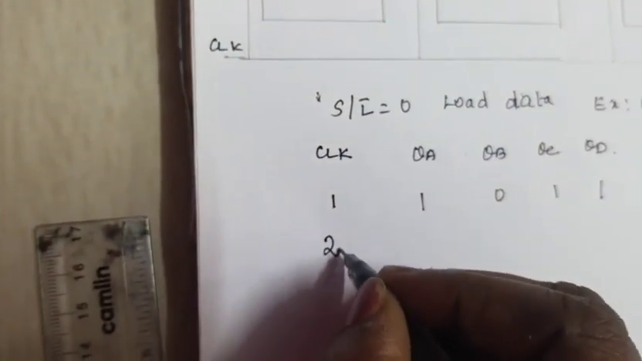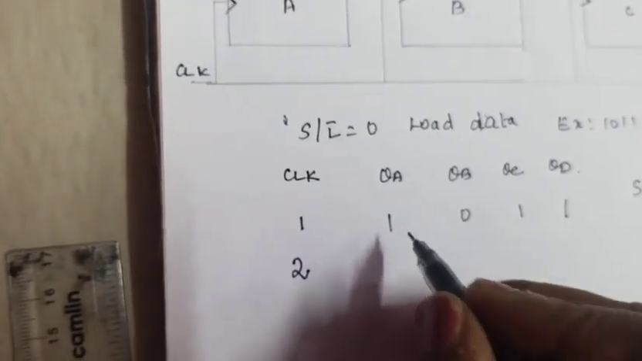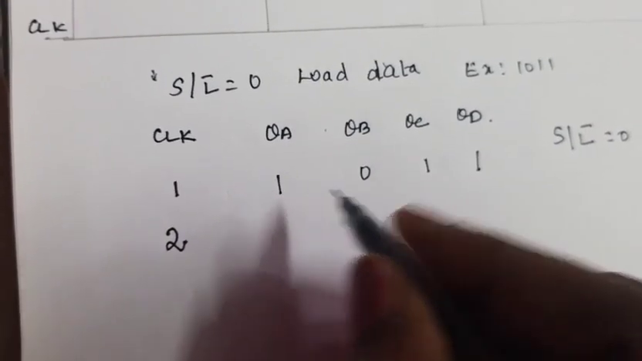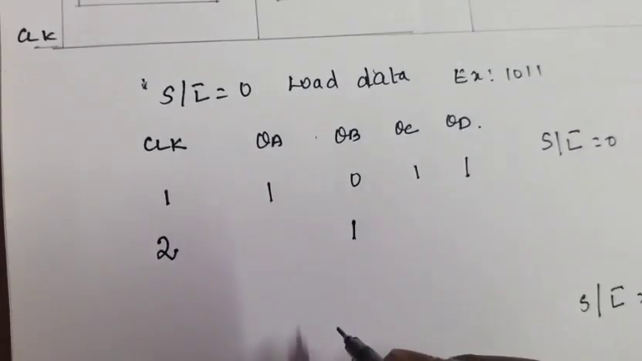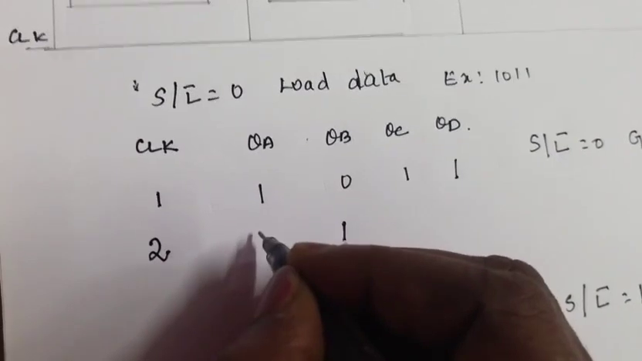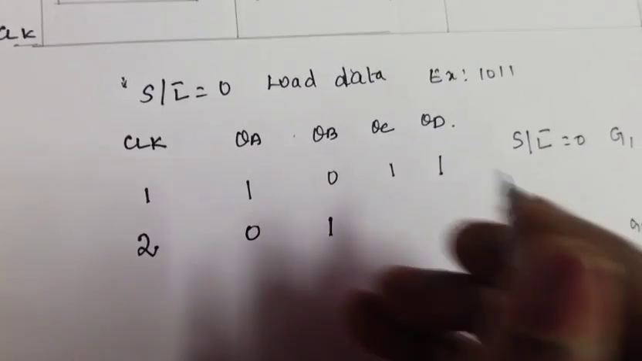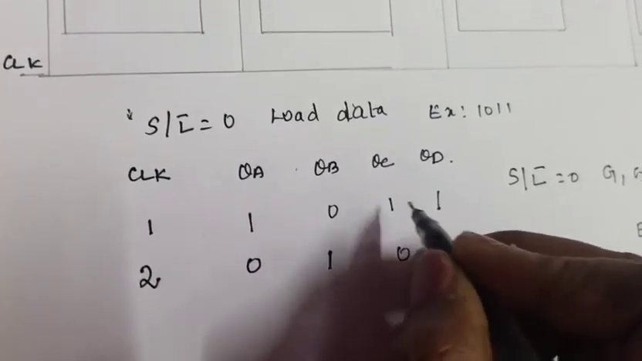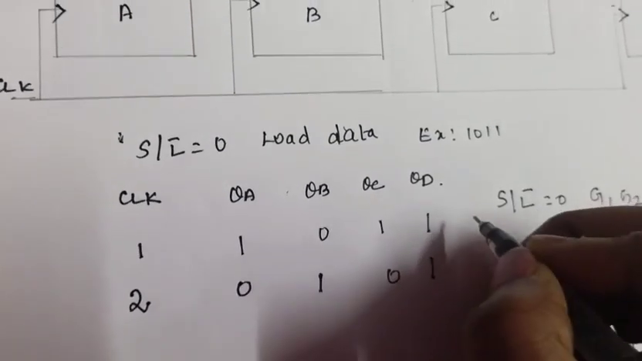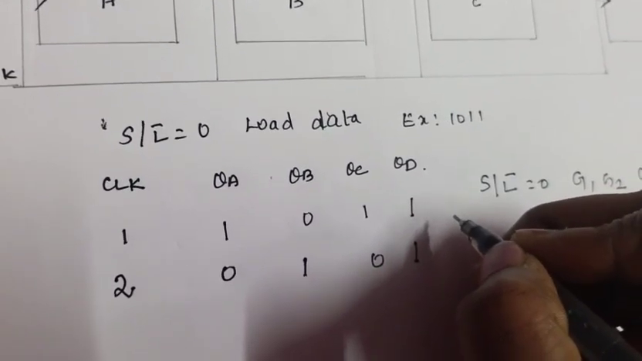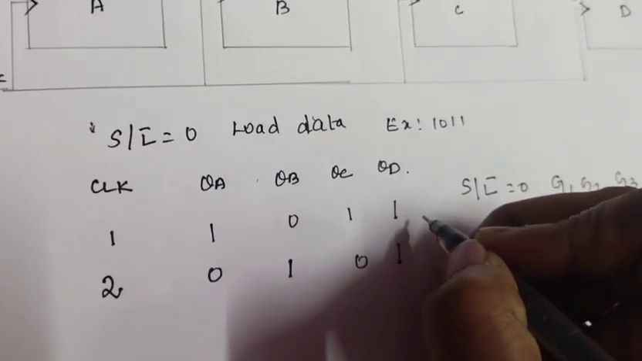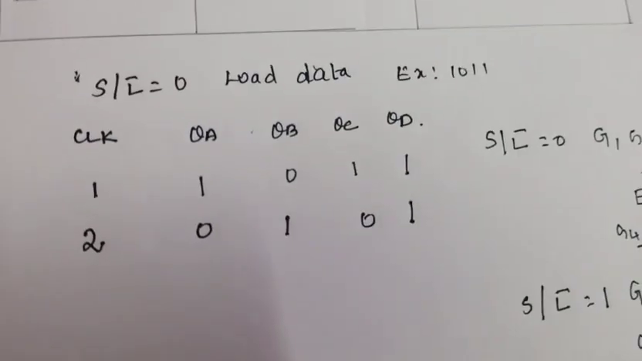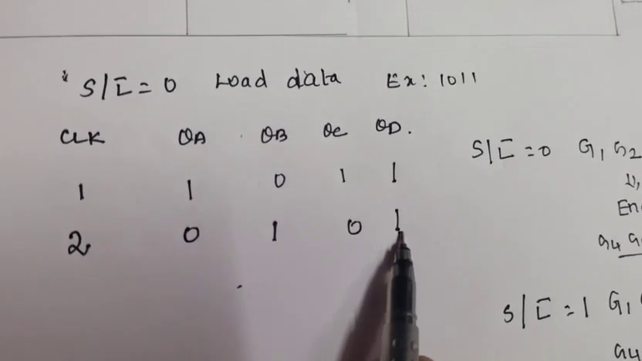For the first clock pulse, the data is loaded. During the second clock pulse, the first data is shifted to here. This might be any data. Here you can consider a 0 also, as you wish. Next, this 0 will be shifted here. This 1 will be shifted here. So we have shifted and we got the second data.